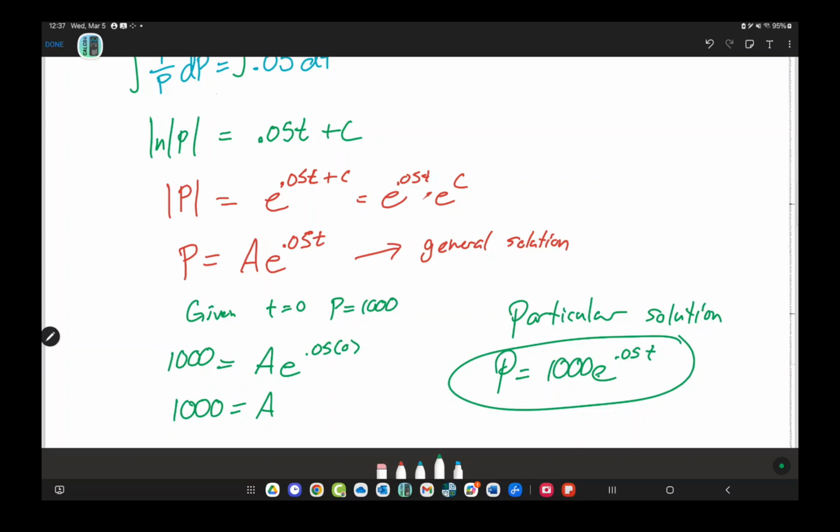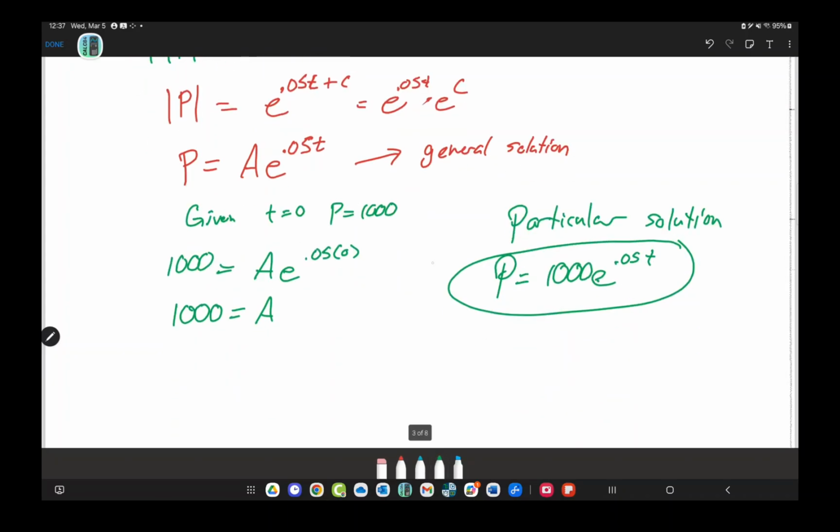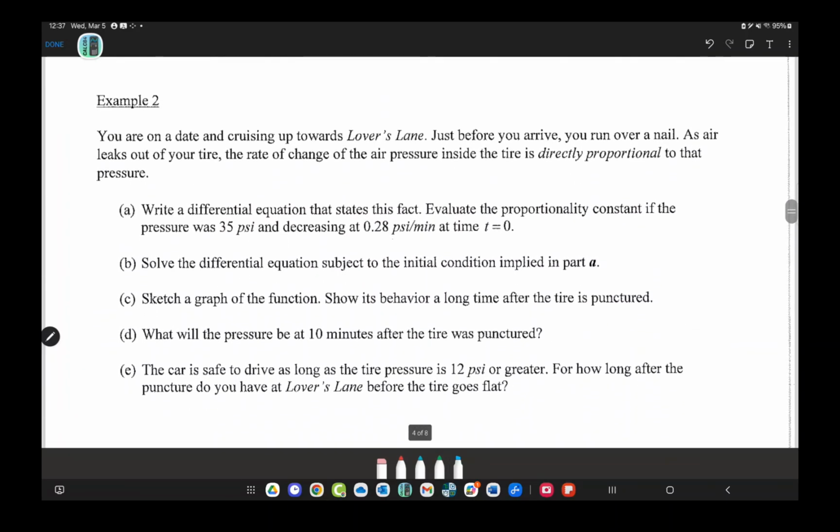All right, we got 14 minutes. We can do this next page. This is very similar to what we just did. We are going to set it up using that.